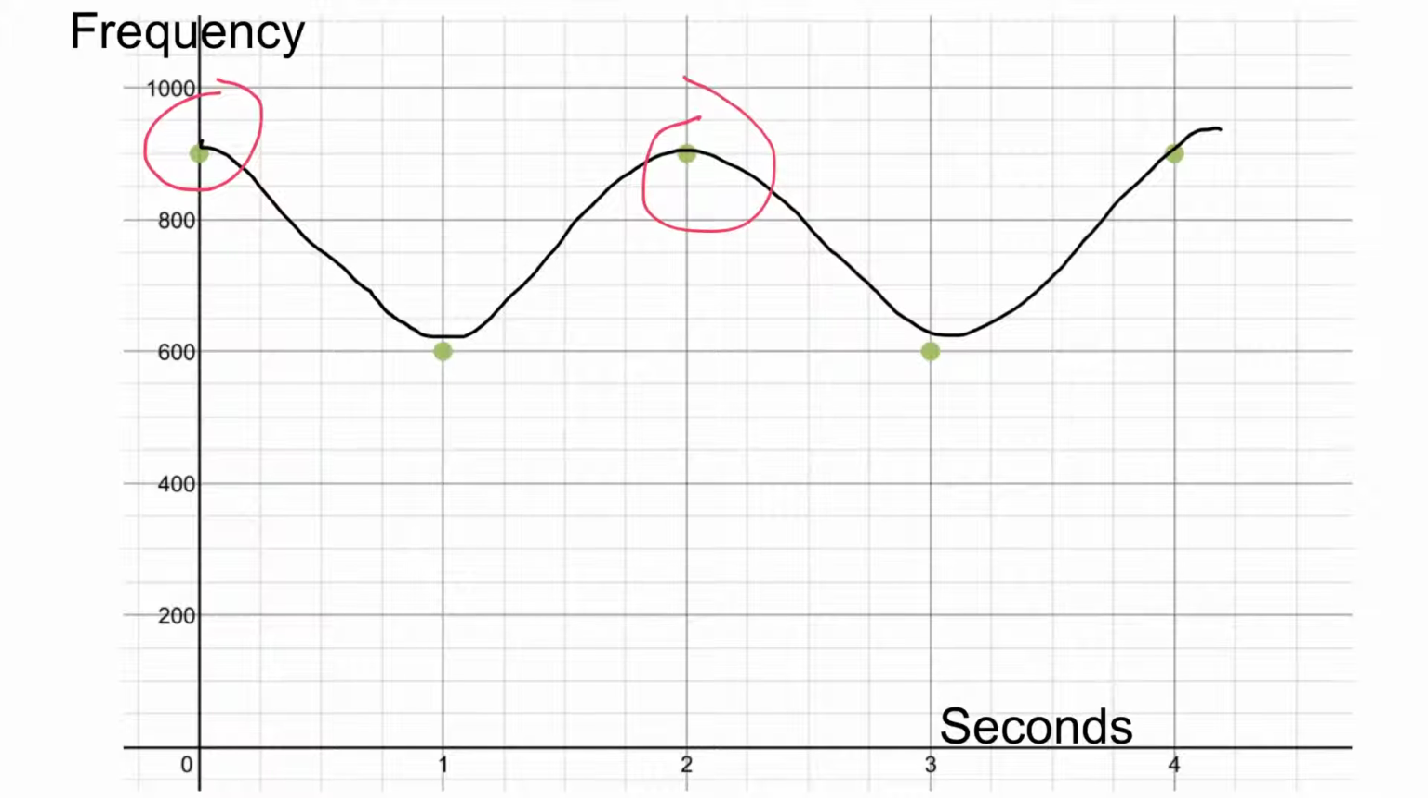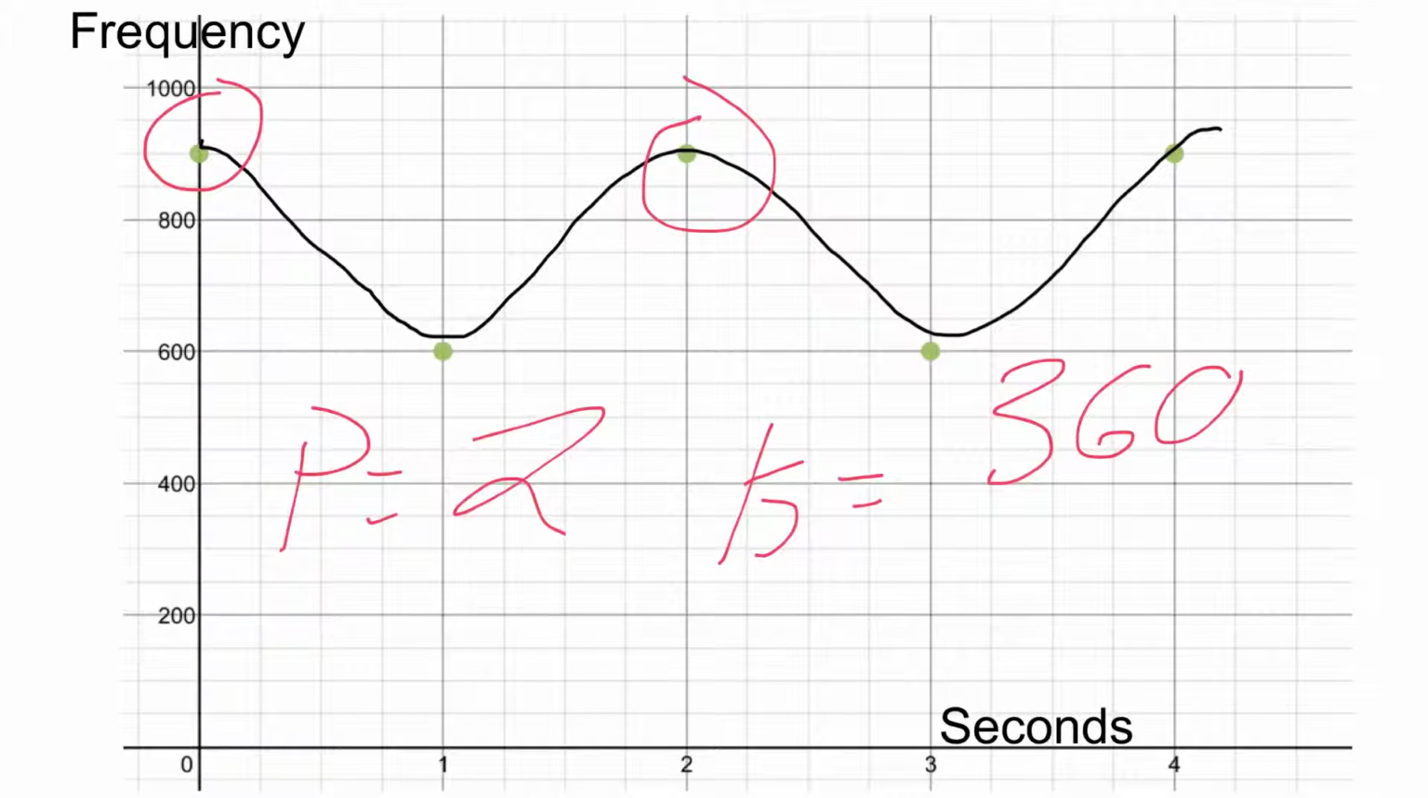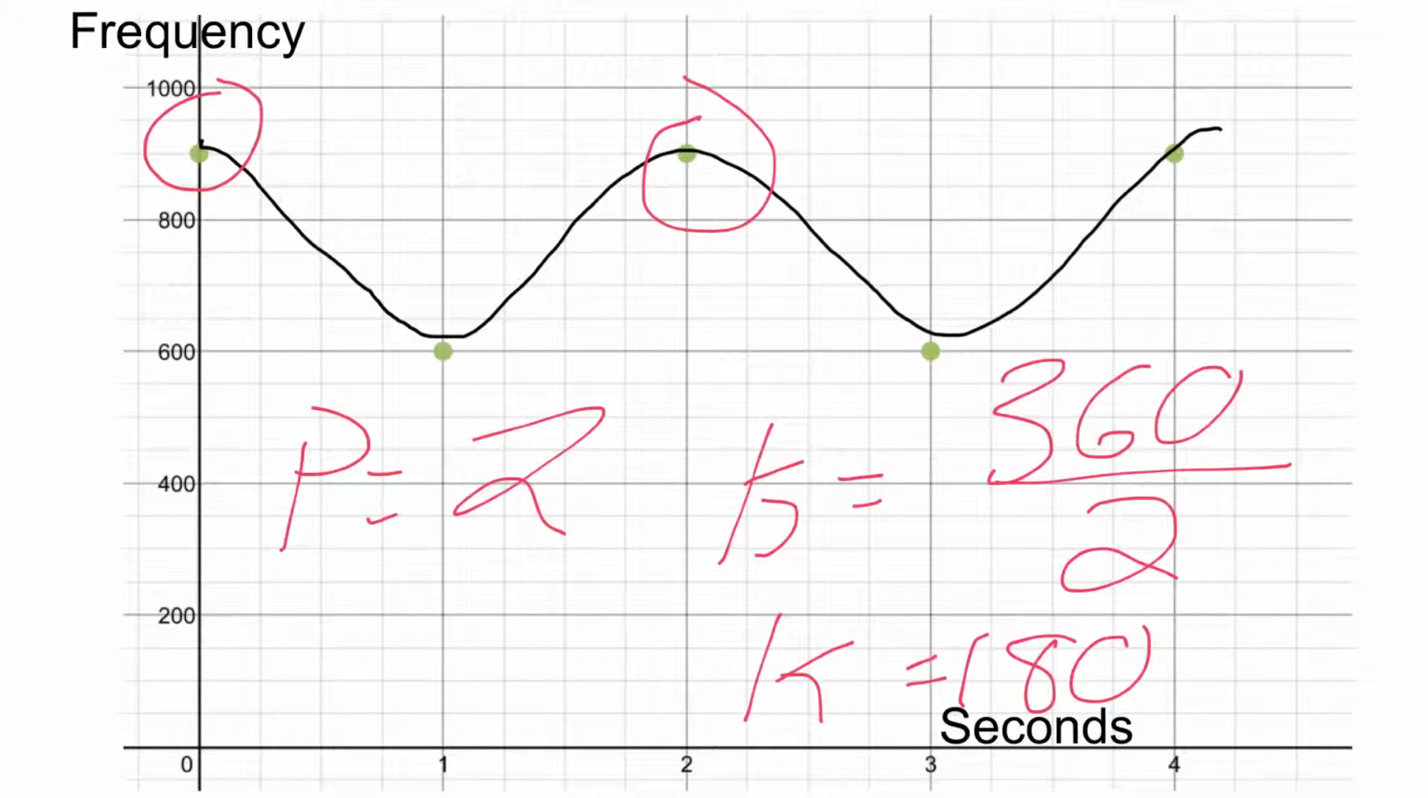What's our period here? 180. Nope, it's 360 divided by the period. What's our period, not our k value? Oh, it's 2. So our period is equal to 2. And our k value is equal to 360 divided by our period, which is 2. So our k is 180. You are correct.